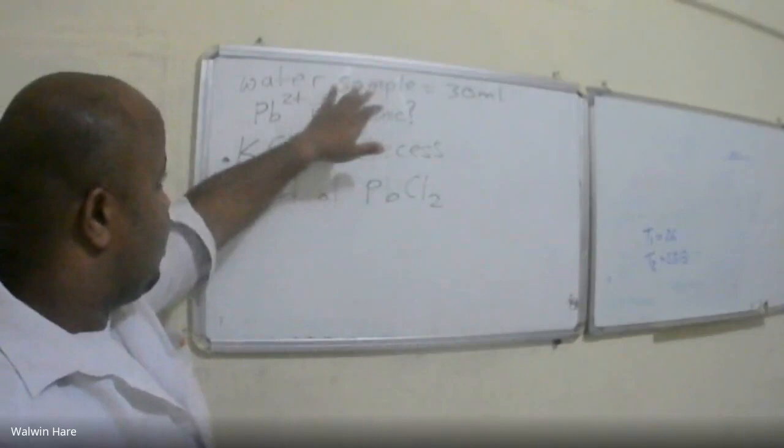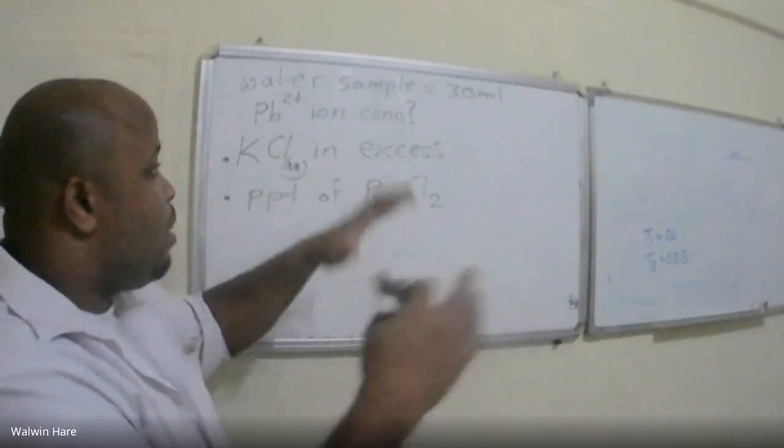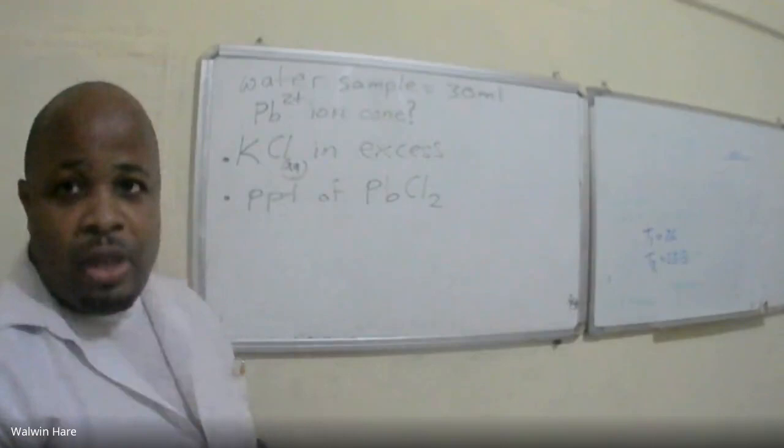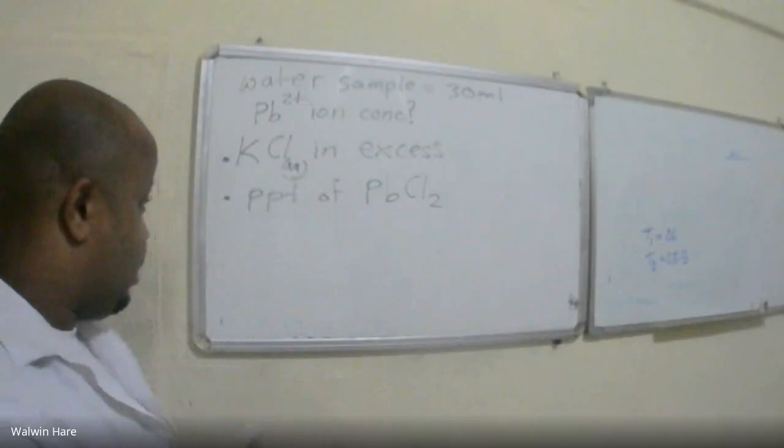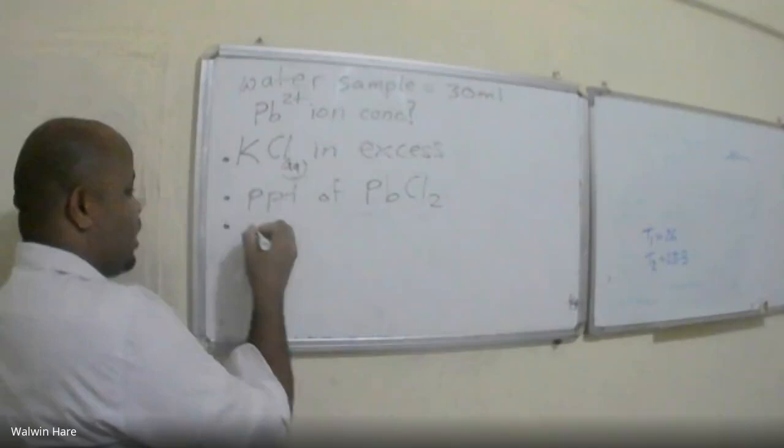Now, let's say this precipitate is in a beaker. It will be a part of the mixture, so we need to filter it so we can collect it. So we filter it, wash, dry it, and weigh it. So the precipitate of lead chloride, we will have to weigh it. So let's say we get the precipitate now as a mass.